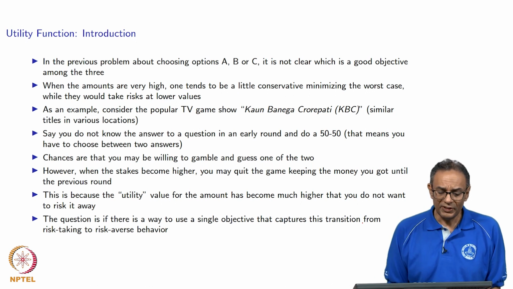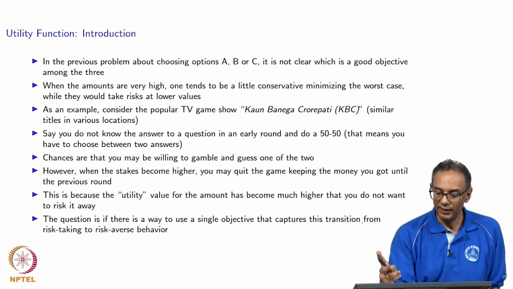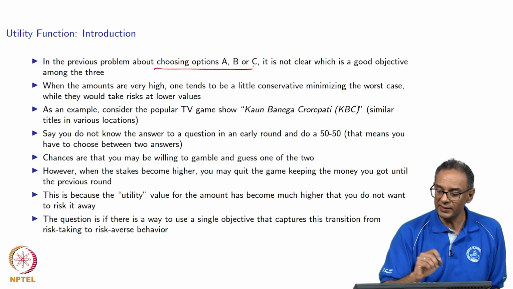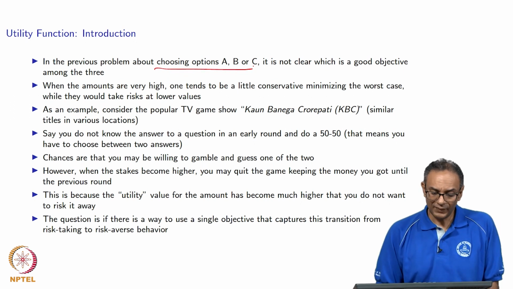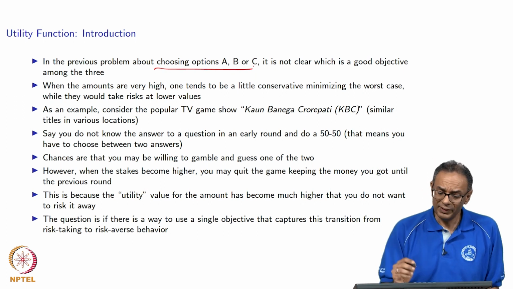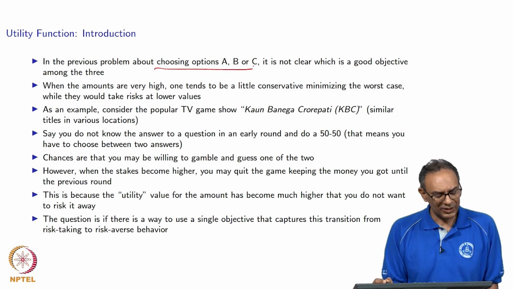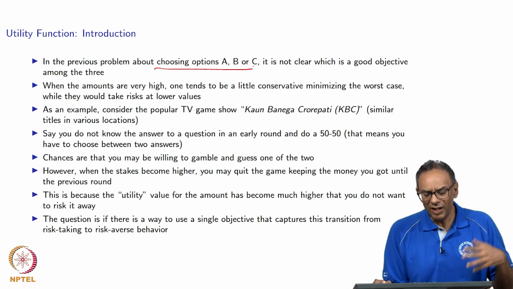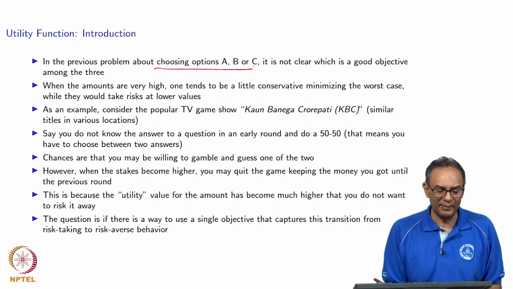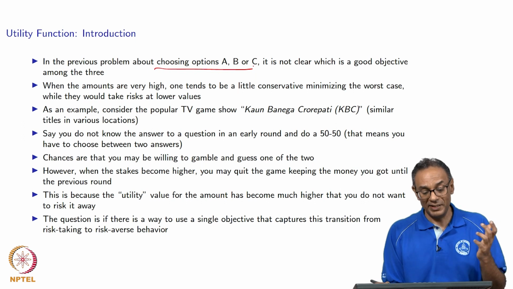If you think about it, in the previous example, we had those three options A, B, and C. It was not very clear which is a good objective, like I said a little while ago. And we probably won't worry too much about the one in the middle. If you think about what you would do, many of us might prefer to play option C as opposed to A, because when the amounts are pretty low, you don't mind taking a bet. However, when the amounts are very high, you're saying, oh, maybe not.